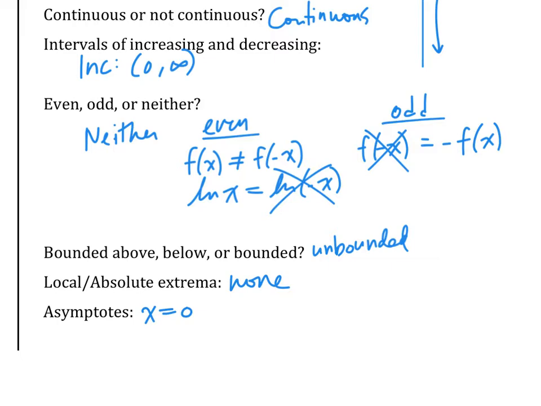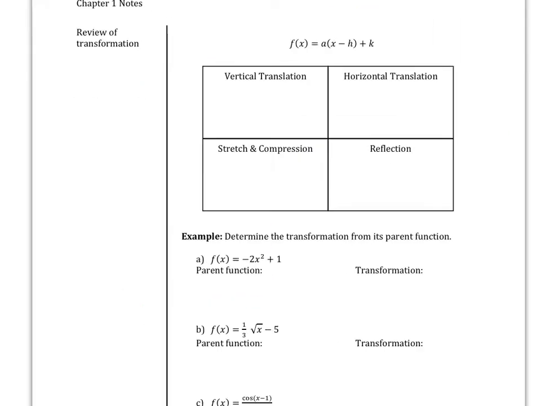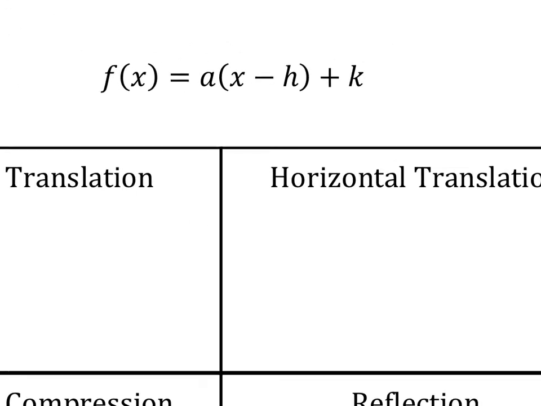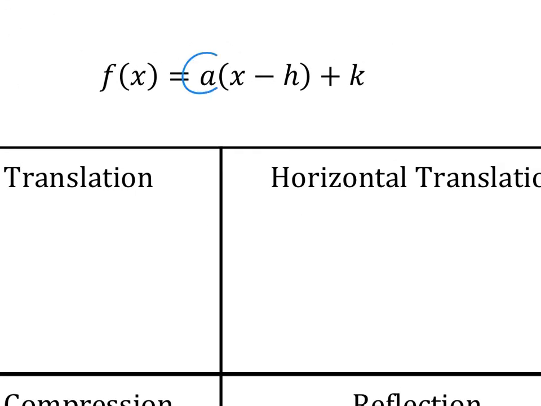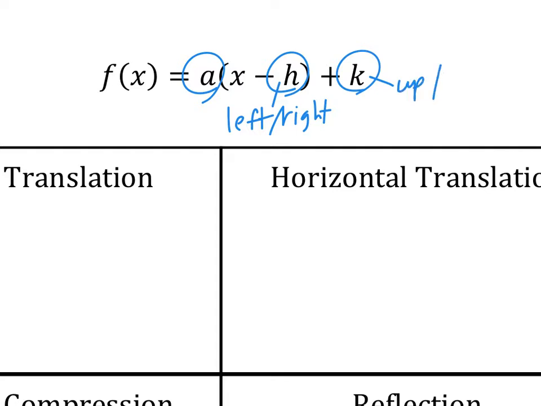Next, review of your transformations. Okay. Yes, remember this from last year. So AHK. There's a lot of sighing, oh, not this again. Okay, what does H do? Left and right. Okay, what does K do? Okay, up and down. And then what does A do? Stretch and compress, yes.